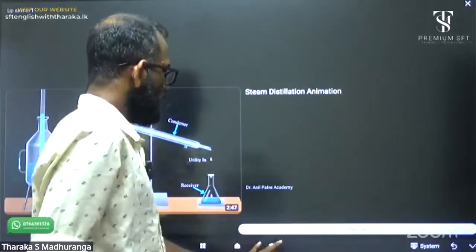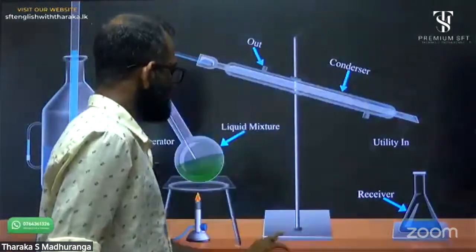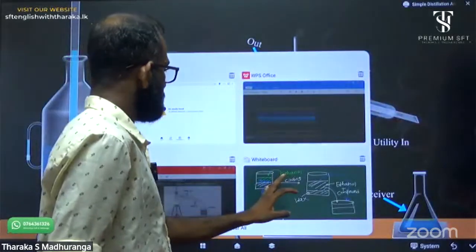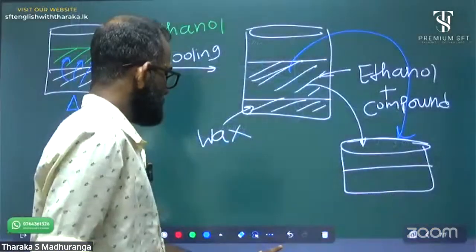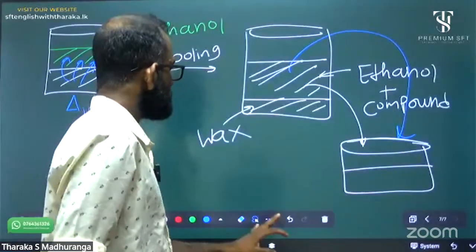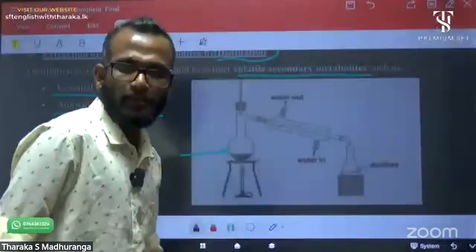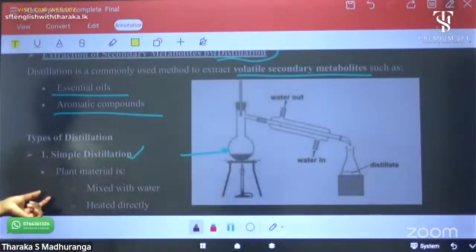Okay, this is our next practical. In this video, we are going to learn steam distillation using animation. The main parts of steam distillation. Okay, it's very simple. Simple distillation.